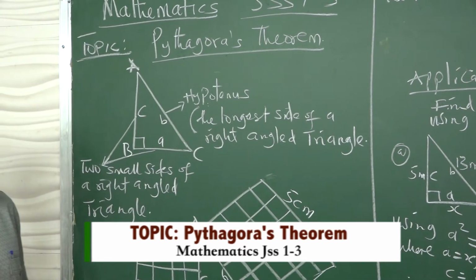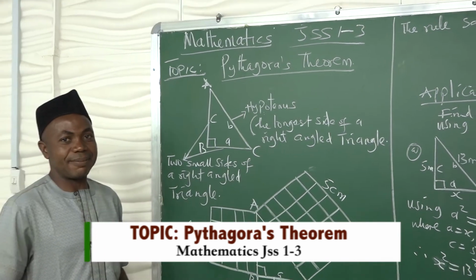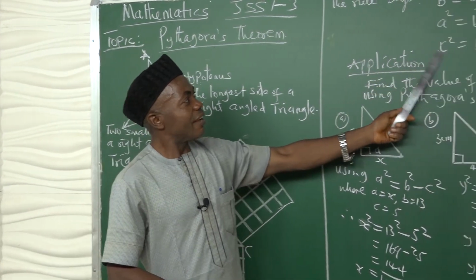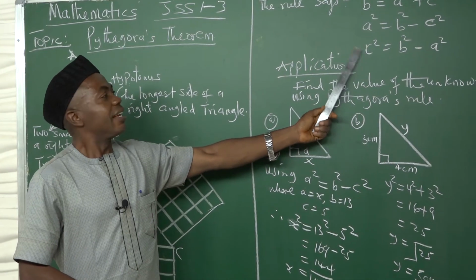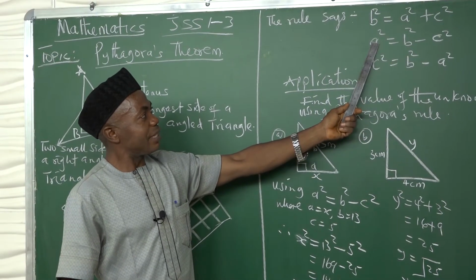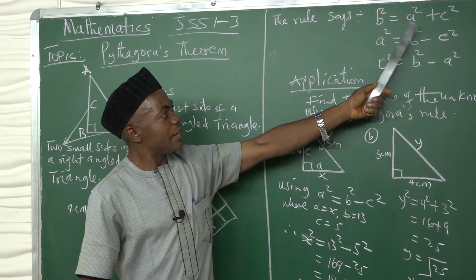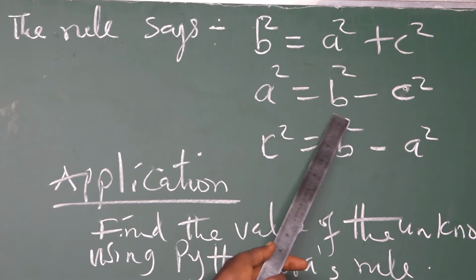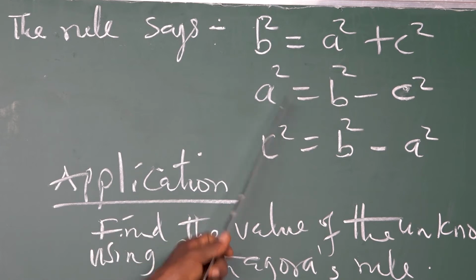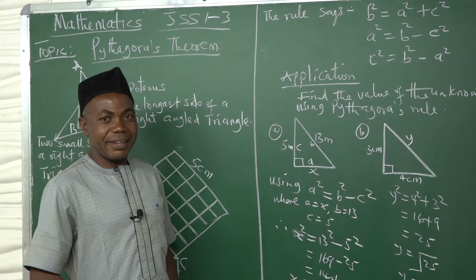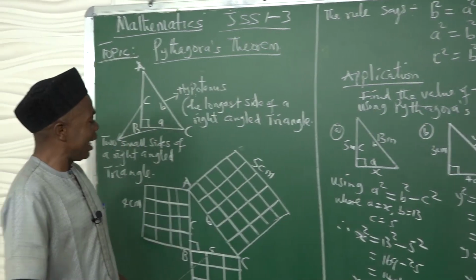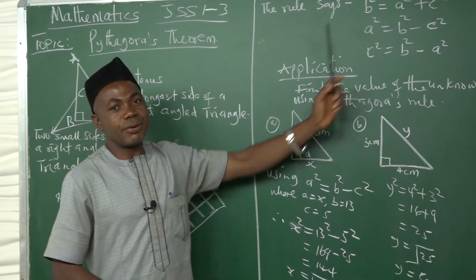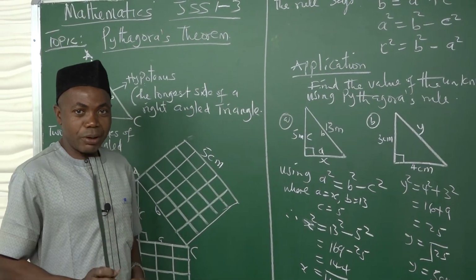And he went further to do what we call change of subject. If you are looking perhaps for either of the two small sides, A or C, by making A the subject, we have B squared minus C squared. By making C the subject, we have B squared minus A squared. So with the 3 formulae given on the board, it means you can find any of the 3 sides of a right-angled triangle using this rule called Pythagoras rule. I'm sure you are following.